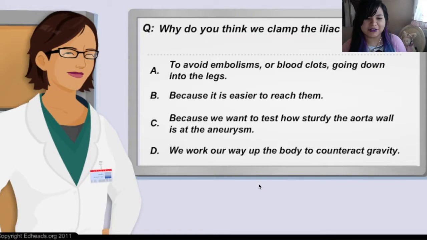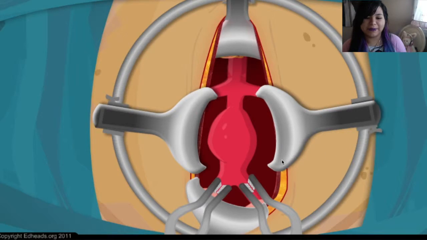And the other one. Why do you think we clamp the iliac arteries first? To avoid embolism or blood clots going down into the legs, because it's easier to reach them, because we want to test how sturdy the aorta wall is at the aneurysm, we work our way up the body to counteract gravity. The first one.